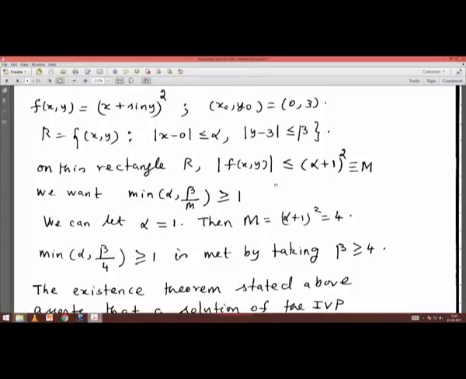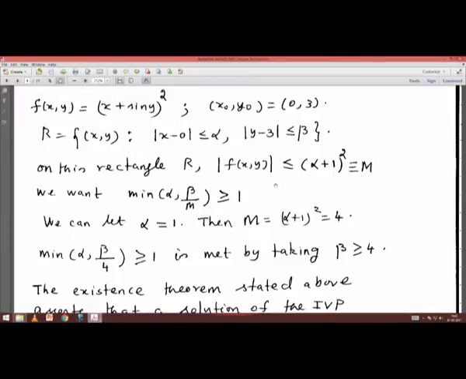So, let us see what is modulus of f of x comma y. f of x y is x plus sin y the whole square. So, since mod x is less than or equal to alpha for all x y in this rectangle, modulus of f of x comma y is going to be less than or equal to alpha plus 1 the whole square, and we have denoted this by capital M.